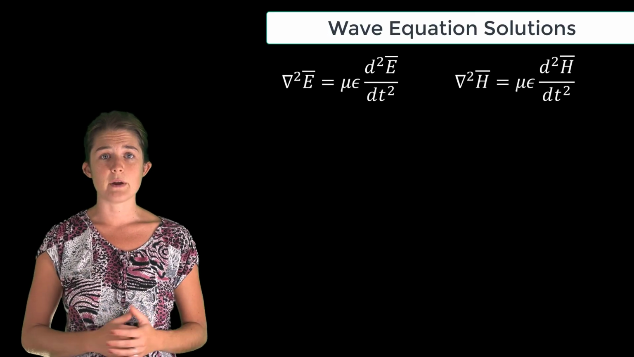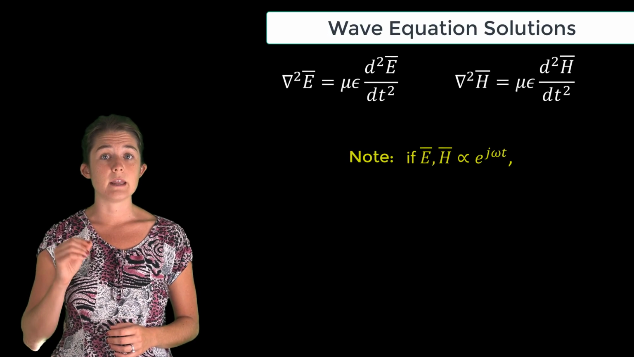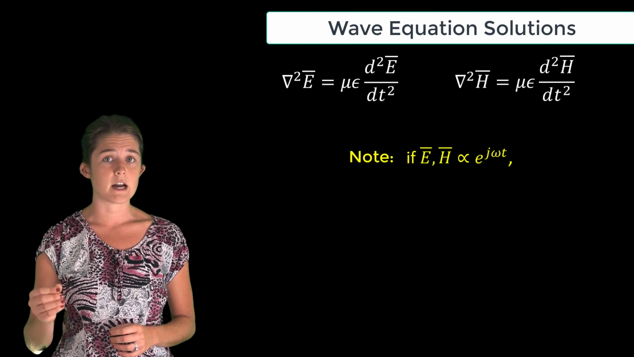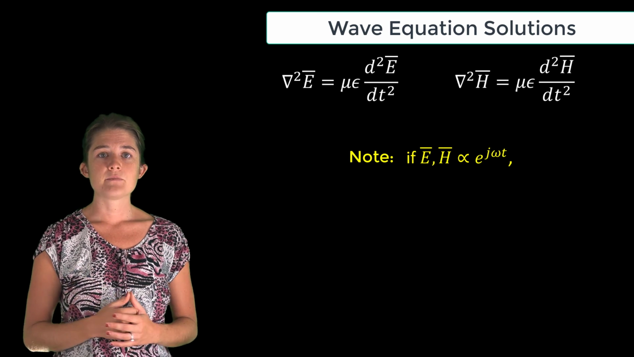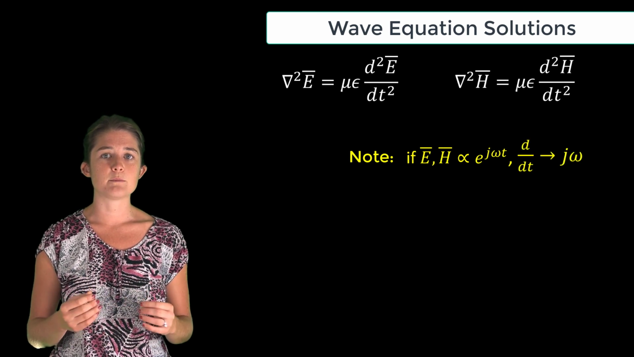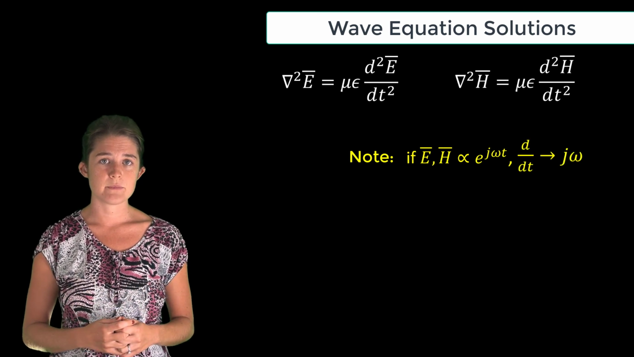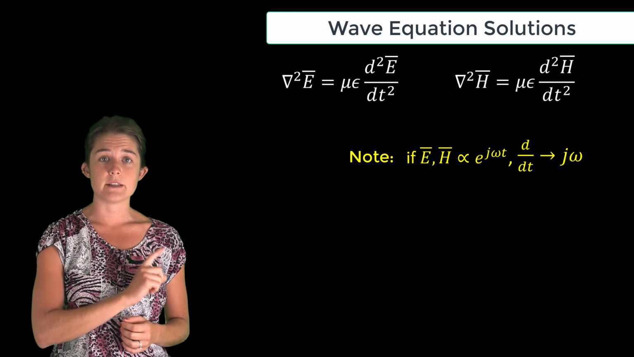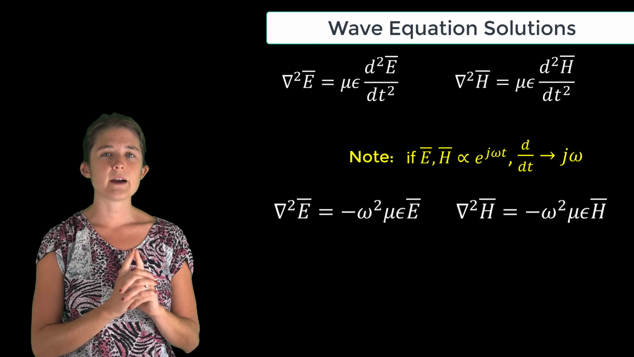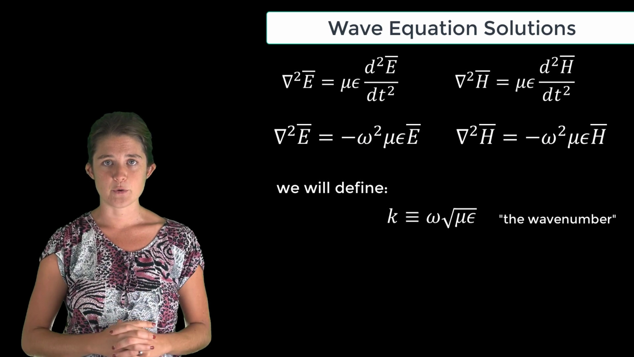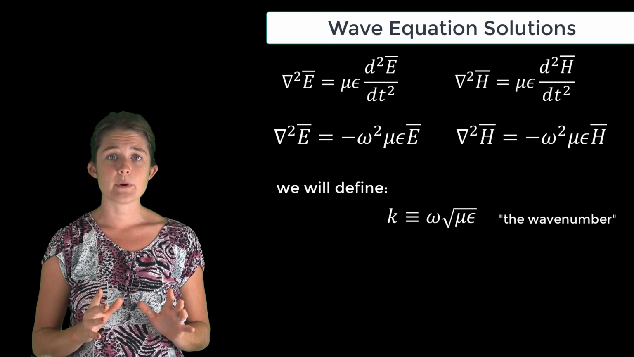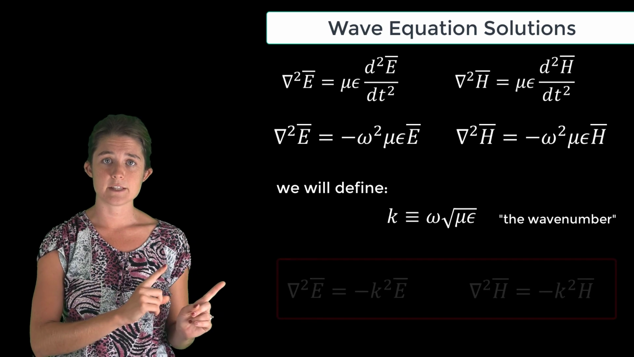In order to solve the wave equations, let's first note that if the electric and magnetic fields are time harmonic, which in this class we will assume that they are, the time derivatives can be converted to multiplication by j omega. So the wave equations turn into these. We'll define the term omega times the square root of mu epsilon as k, the wave number, so that the wave equations are further simplified into these forms.